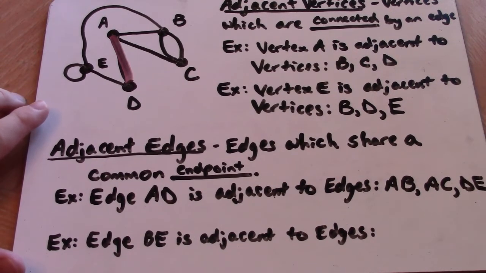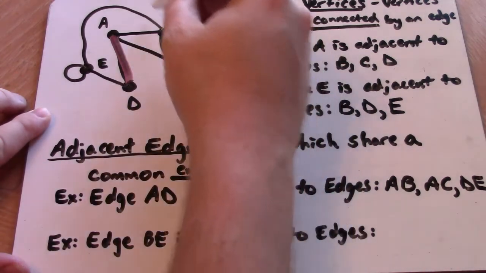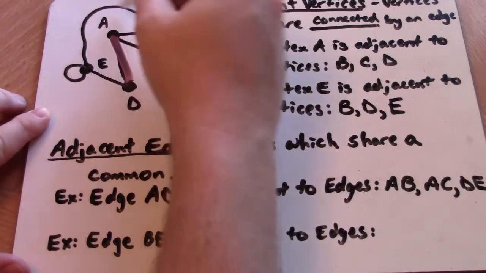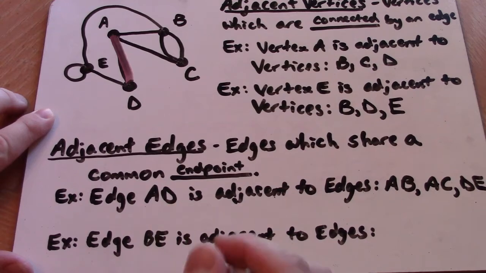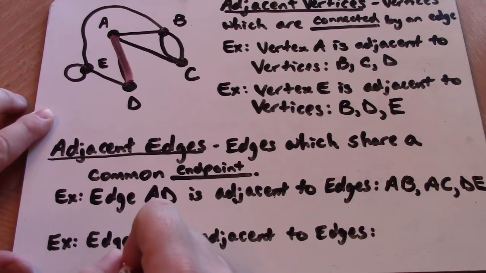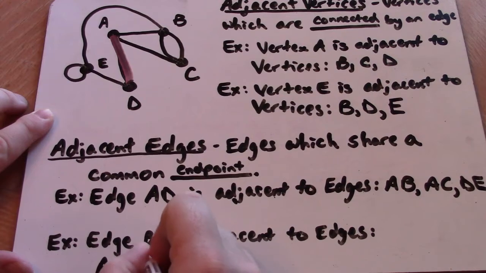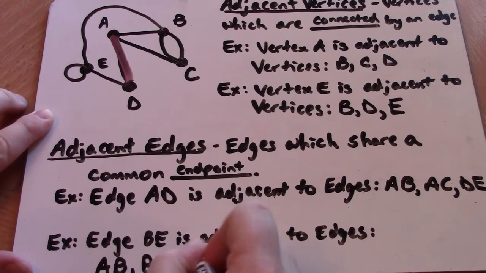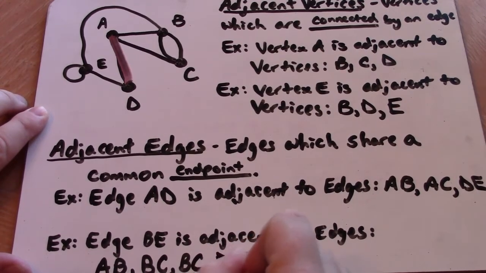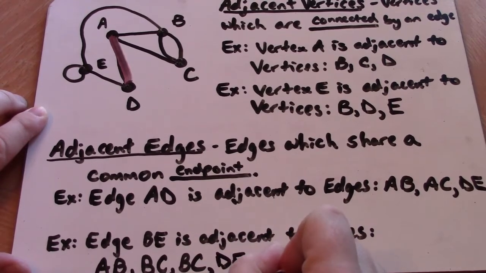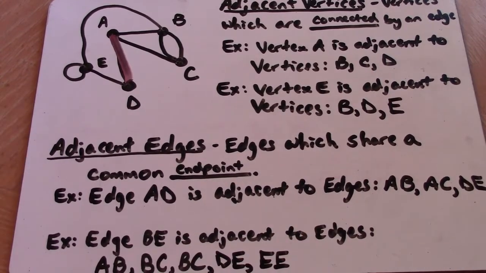Okay, BE, which is the big arc here from B to E, is adjacent to 5 other edges. It is adjacent to, at the B end, edge AB, and 2 edges, both of which are named BC, so we have to name all of those. And at the E end, it is adjacent to edge DE and the loop EE. So there are a total of 5 edges to which BE is adjacent.